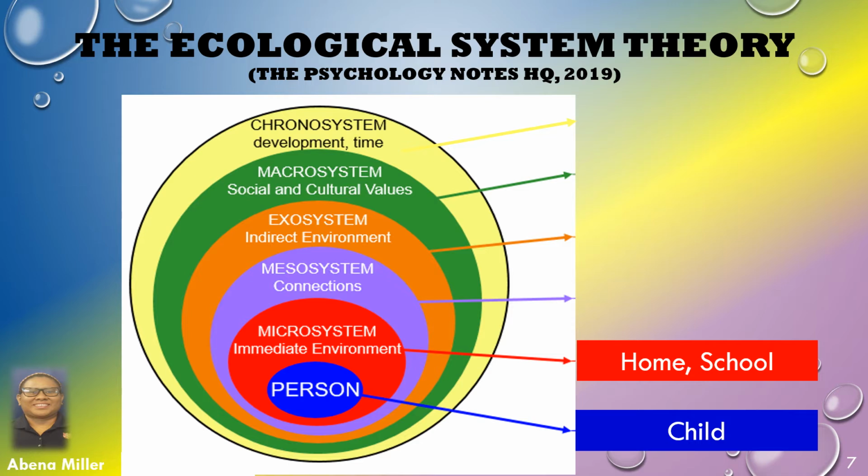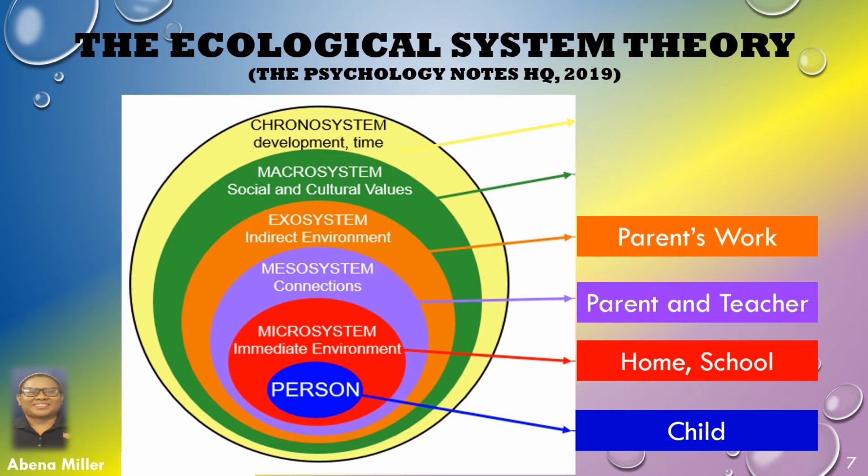Then there's the mesosystem, which refers to the interaction between the different parts of a child's microsystem. So for instance, the relationship between the child's parent and teacher can have a positive or negative impact on the child. The next level, exosystem, alludes to a setting that does not involve the child as an active participant but still affects him. For example, a child's dad may lose his job, and that will affect the child.